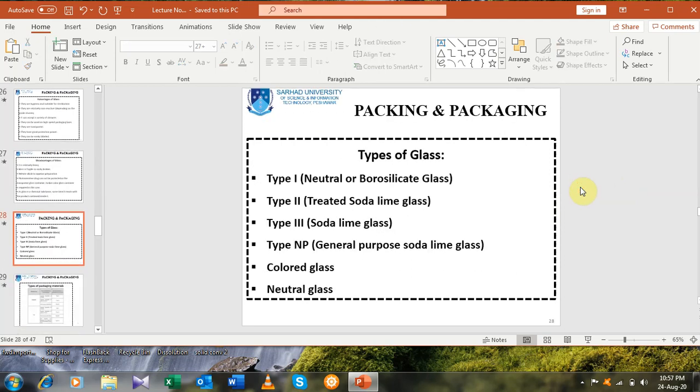There are different types of the glasses. For example, type 1 is the neutral or borosilicate glass, type 2 is treated soda lime glass, type 3 is soda lime glass, and type NP is the general purpose soda lime glass. And colored glasses are there and neutral glasses are there. And these are the different types of the glasses.